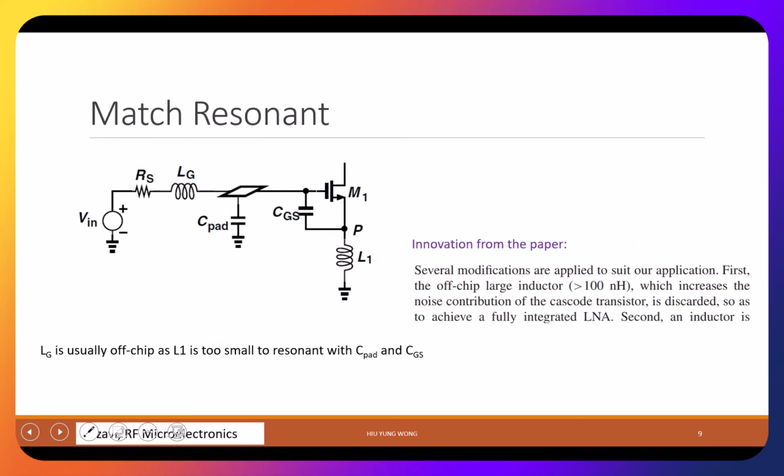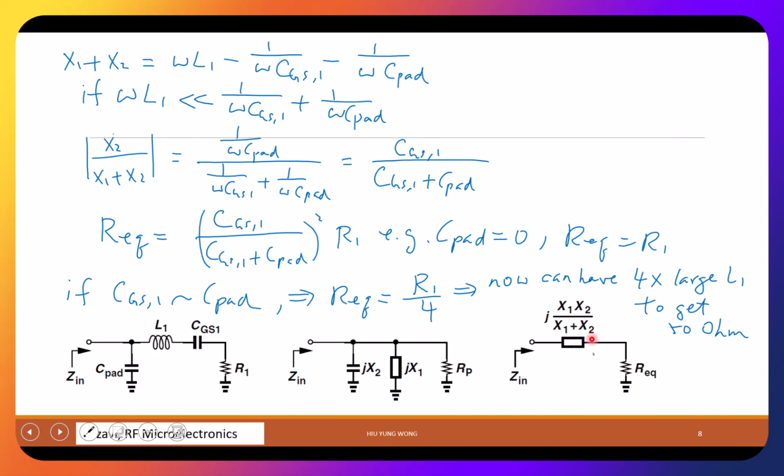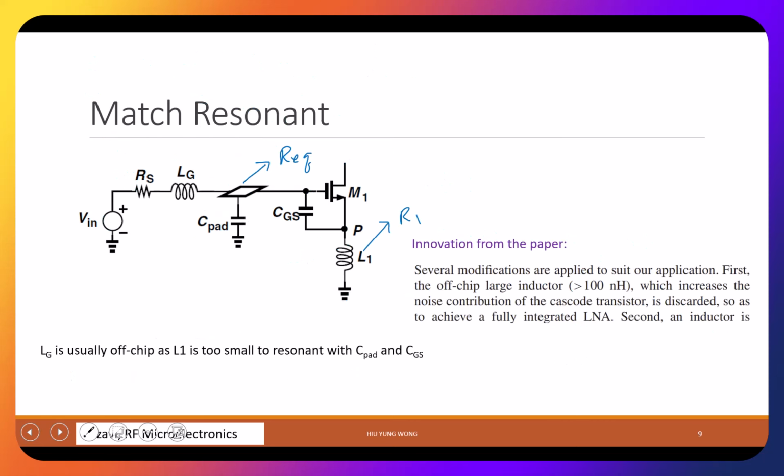Okay, so then let's go to the summary of this paper. Again, this paper is too difficult for this class, but the point is that now you already learned how to do the common source with inductive degeneration. We use L1 in order to get R1. And then because of the pad, we actually can change R1 to something larger than what we need. Then we have 50 ohm here. But with 50 ohm here, we still have the reactive part, so that's why we will add LG to compensate.